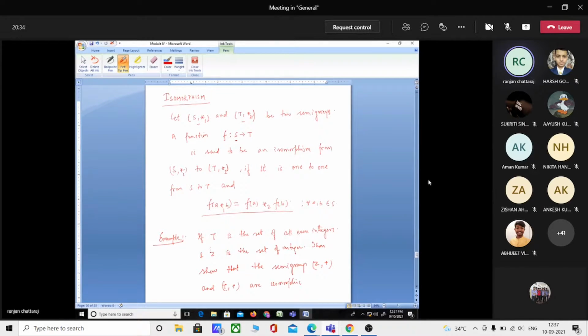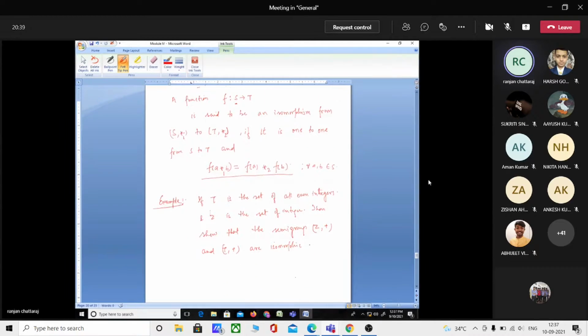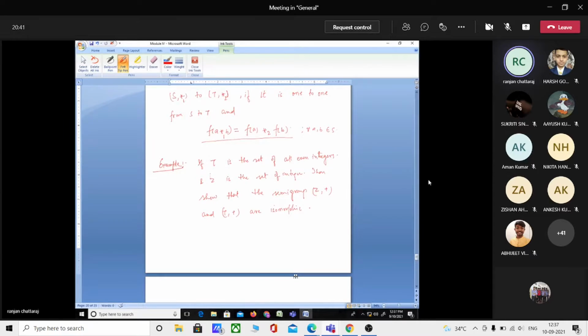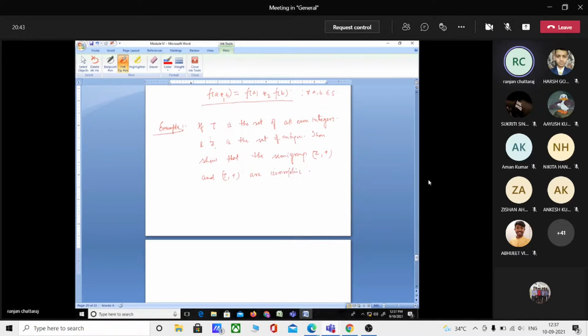Okay, so the next one: how to prove that these are isomorphic? See this carefully. This T is just the set of even integers, and Z is the set of integers. Now come to the next: semigroup Z and T are isomorphic to each other.